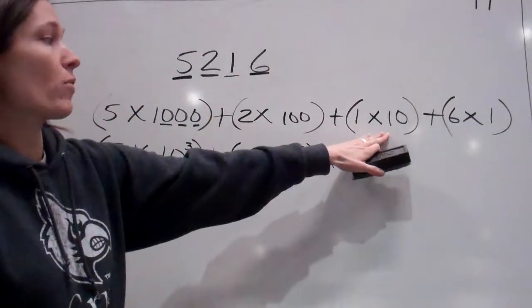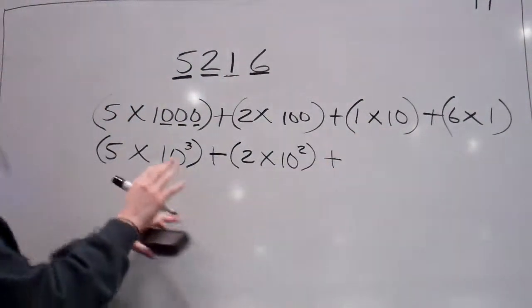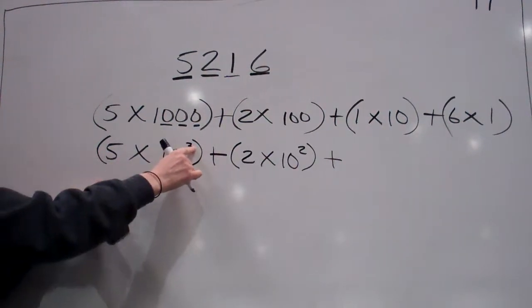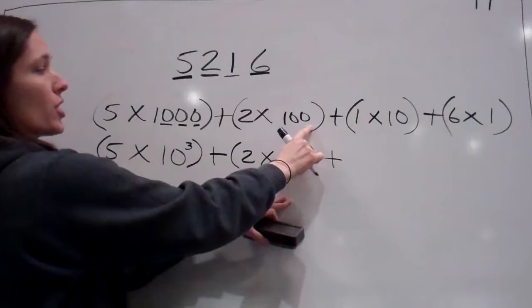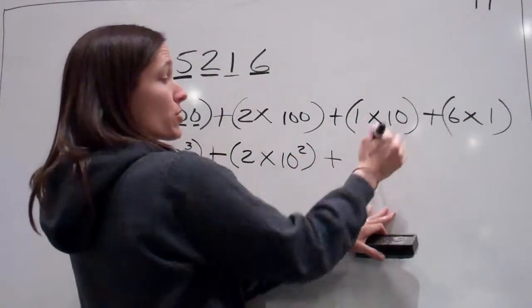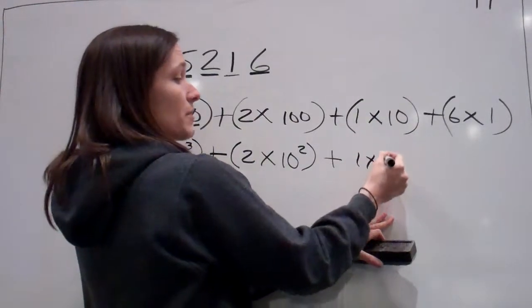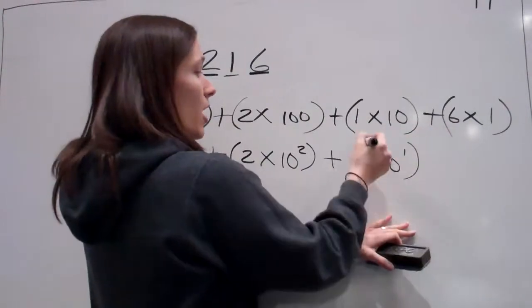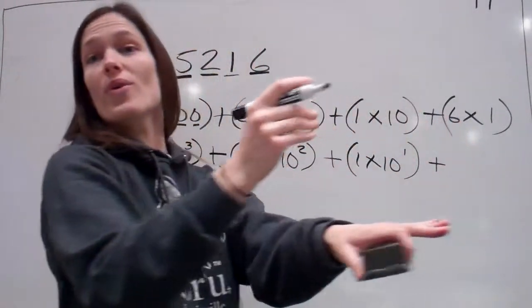Okay, now, what is this one? Okay, well, let's go back to the powers. This one has 3 zeros, so we're doing 5 times 10 to the third. This one has 2 zeros, so we're doing 2 times 10 to the second. This one has 1 zero, so we're going to go 1 times 10 to the first power, which is just 10.